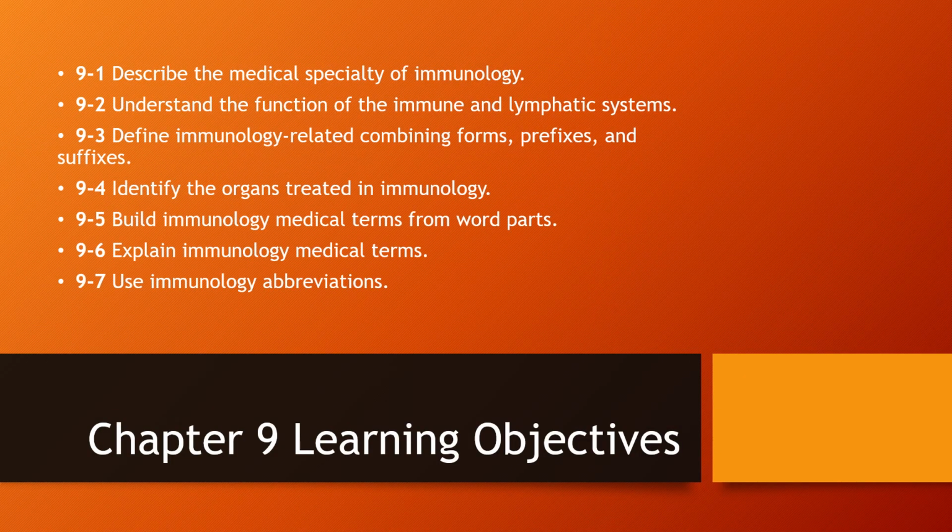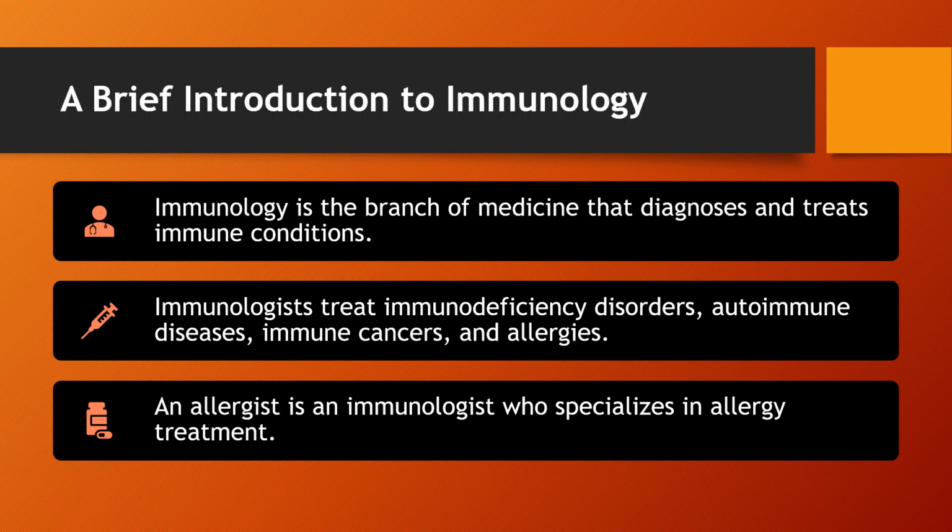Chapter 9 focuses on immunology, and here are your learning objectives for Chapter 9. To describe the medical specialty of immunology, understand the function of the immune and lymphatic systems, define immunology-related combining forms, prefixes, and suffixes, identify the organs treated in immunology, build immunology medical terms from word parts, explain immunology medical terms, and use immunology abbreviations. Immunology is the branch of medicine that diagnoses and treats immune conditions.